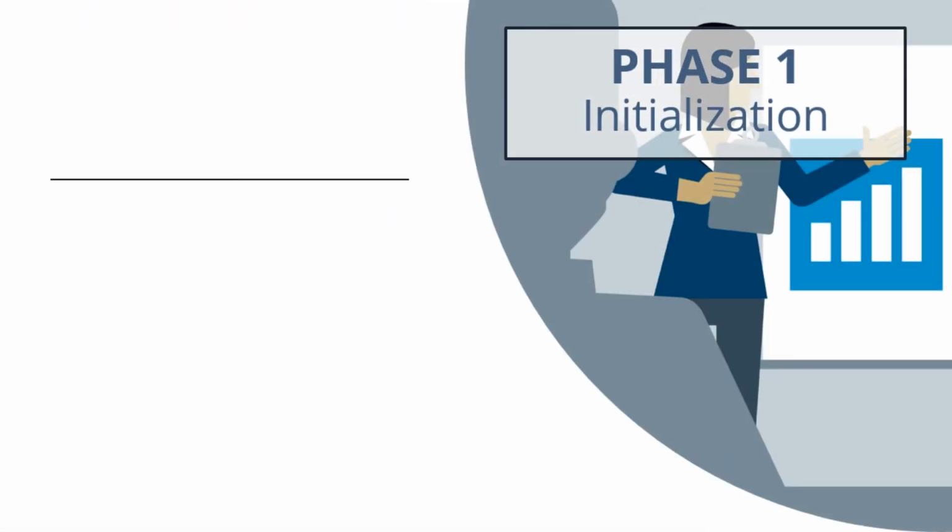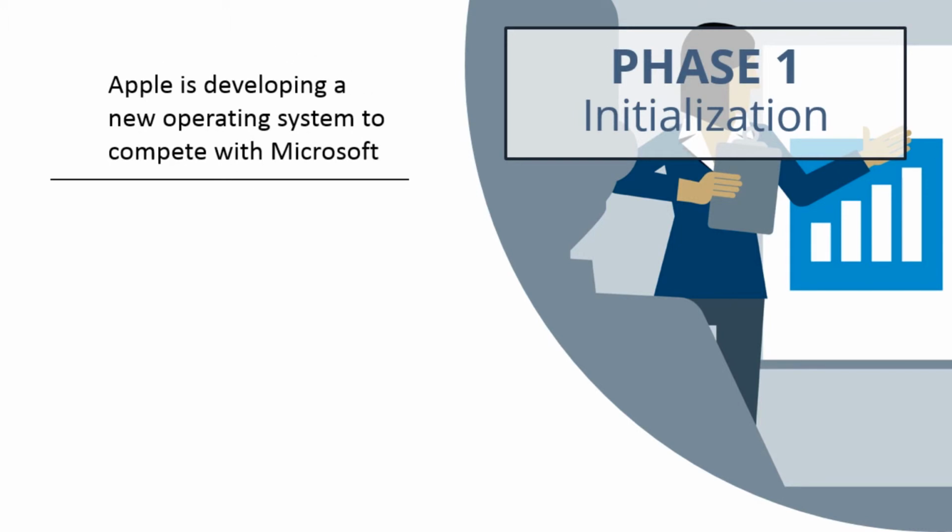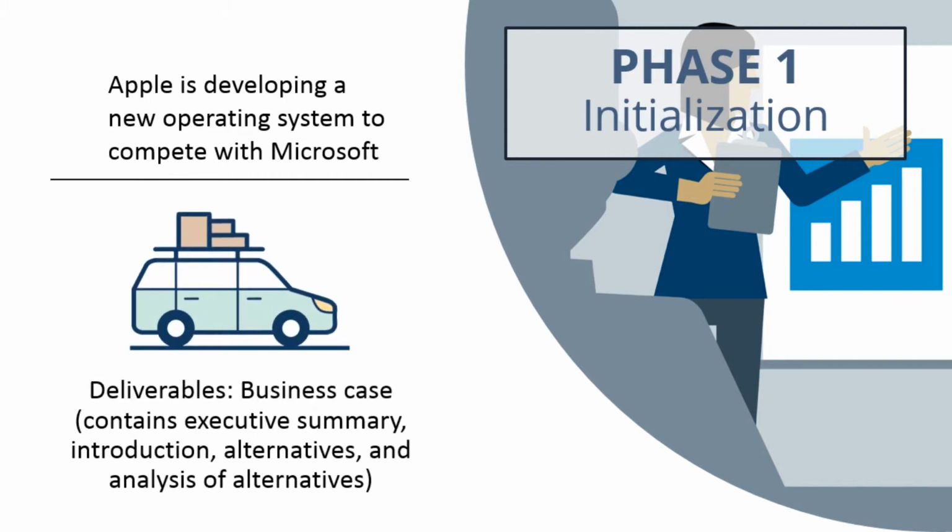Phase 1 or project initialization. In this phase, we created the business case of the Apple Copland project. In short, Apple is trying to develop a new operating system to compete with Microsoft's new operating system. The deliverable of this phase is the project's business case.